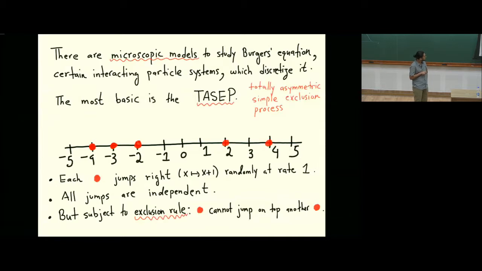And every particle wants to move independently of the others. So what this particle does doesn't have anything to do with what this particle does, doesn't have anything to do with what this particle does, and so on. Except there's a very important rule, the exclusion rule, which states that no particle can jump on top of another particle. Okay? So for example, if I'm here at -3, there's a particle. If it wants to jump now, it's not allowed to do so because there's a particle at -2. But if the particle at -2 moves 1 unit to the right, then the one at -3 is allowed to move. Right? So subject to this exclusion rule, the particles just move to the right independently at rate 1. So that's the TASEP.